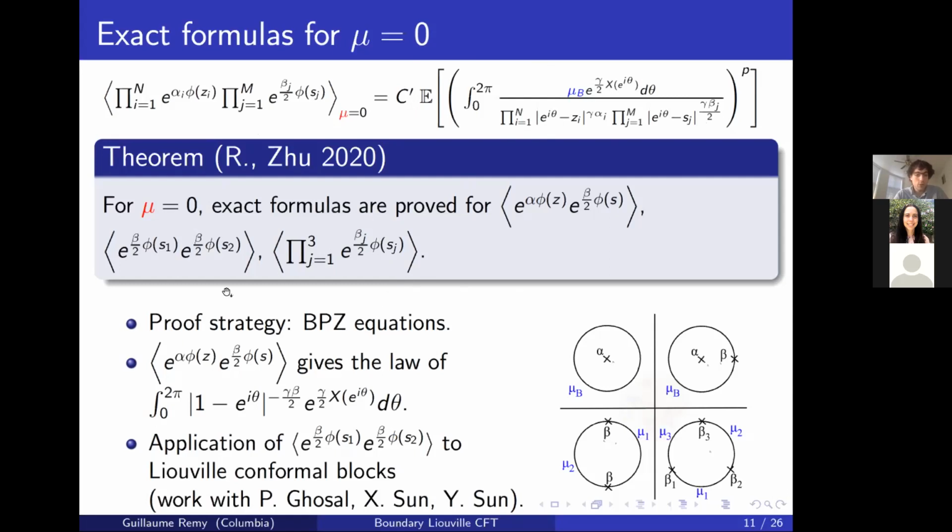So I can say also this bulk boundary can give you the law of this random variable. It's like GMC on a circle, but with an insertion. And we've also applied, I'll comment more on this at the end, this exact formula to work on Liouville conformal blocks that I've done with Promit, Shin, and Yi.